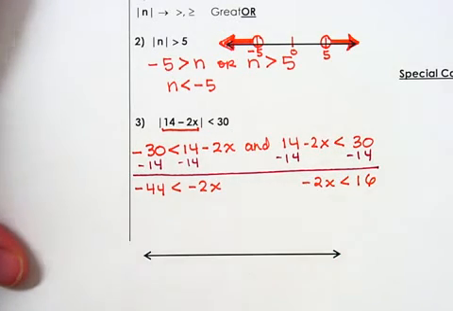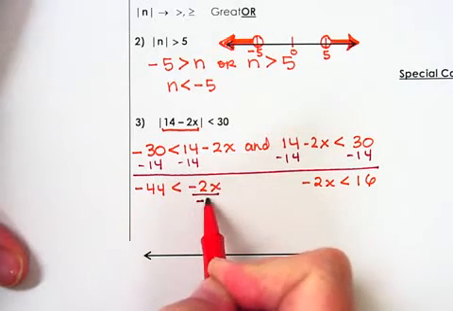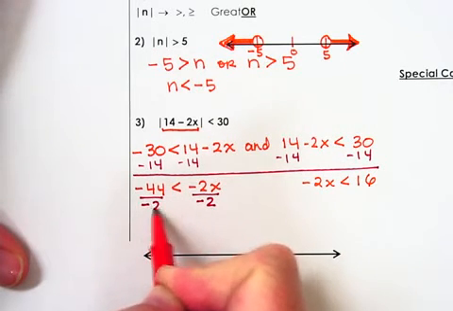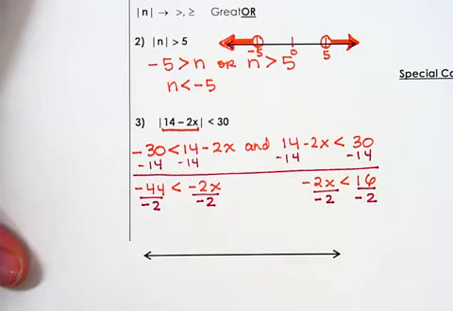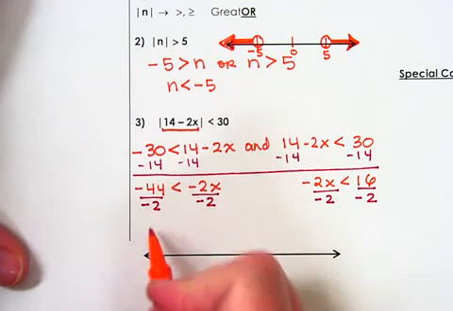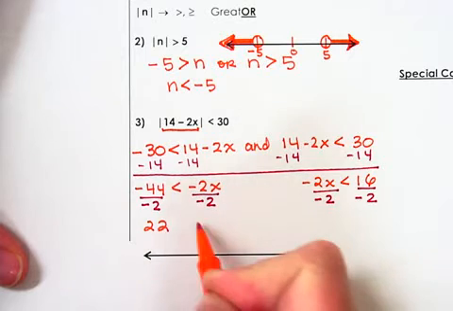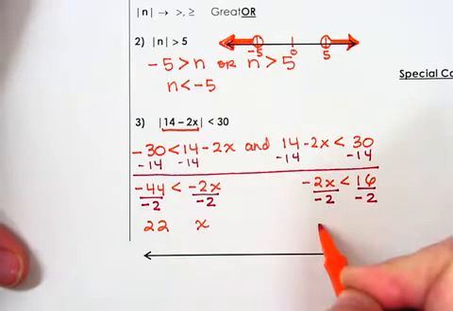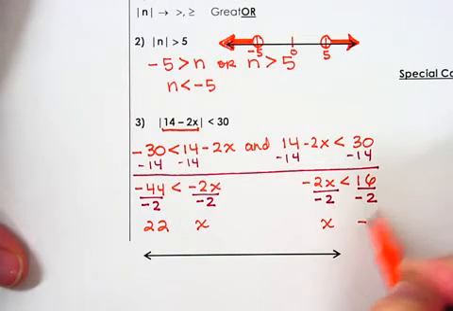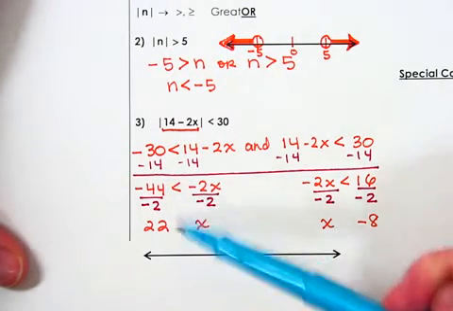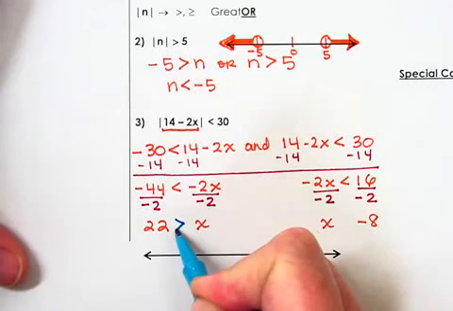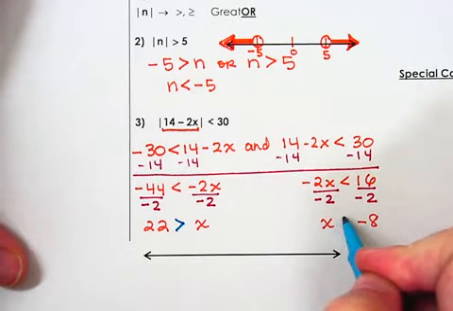Then my next step is to divide by negative 2. At this point, because I'm dividing by a negative, I'm going to bring this down. Let me bring this over here also. Negative 8. Because I'm dividing by a negative, we have to flip the inequality arrow. So my inequality switches directions.